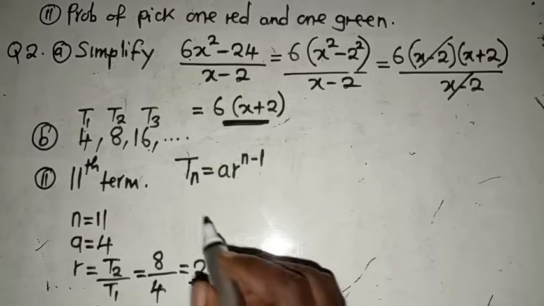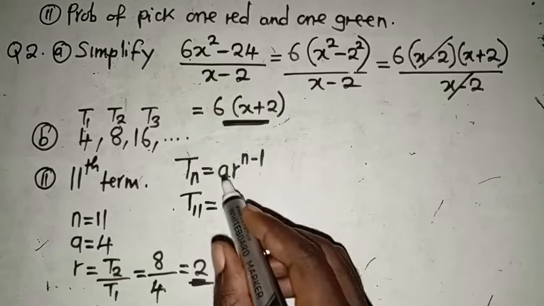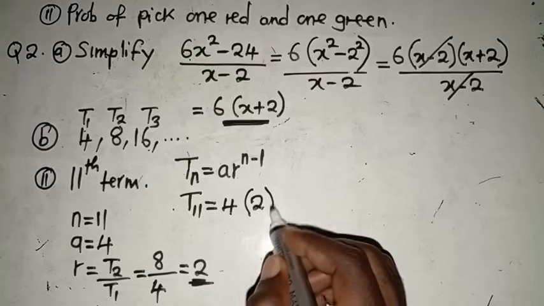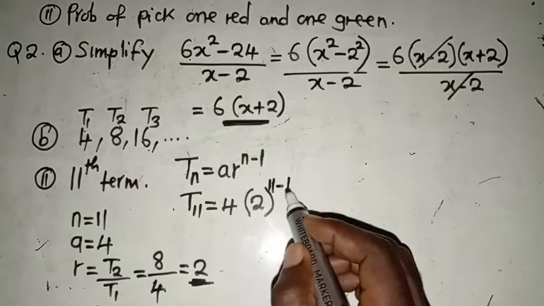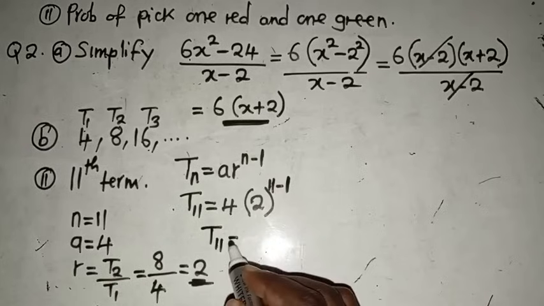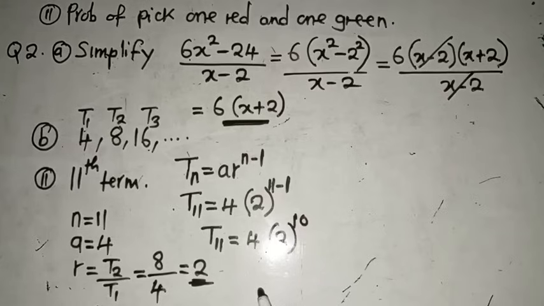With this now, I substitute. T11 is equal to the first term, 4, times the common ratio, 2, to the power 11 minus 1. So the 11th term is equal to 4 times 2 to the power 10. What answer are we getting there? Those of you that are following, let me see your answer.